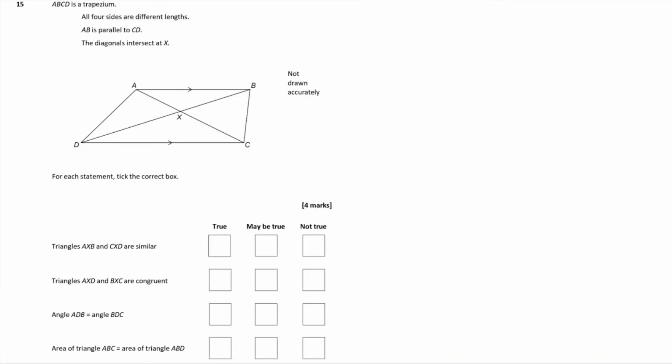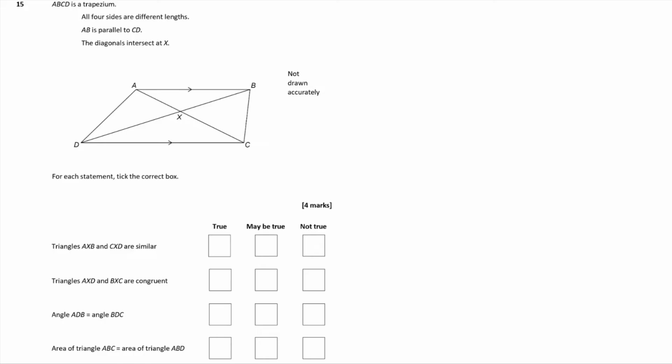Okay, question 15. ABCD is a trapezium. All four sides are different lengths. AB is parallel to CD. The diagonals intersect at X. Okay. So we can see it's not drawn accurately, so you're not going to be able to measure this with a protractor or a ruler to help you. You're just going to have to go on facts from your knowledge of geometry. So, right, triangles AXB and CXD are similar. Okay, so let's go and find that out then.